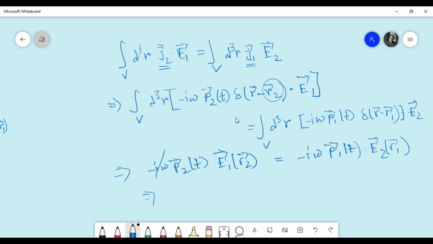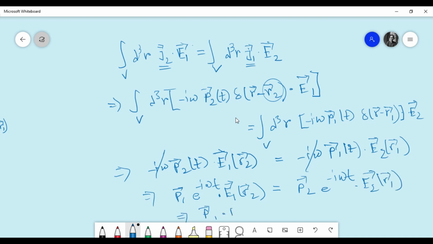Now cancel out the minus i omega from both sides and let's write P1 with the time harmonic dependence here dotted with E1 at R2, and P2 with harmonic time dependence dotted with E2 at R1. Now you can cancel out the harmonic time dependence terms and you get the result that we wanted. So that's part C solved.